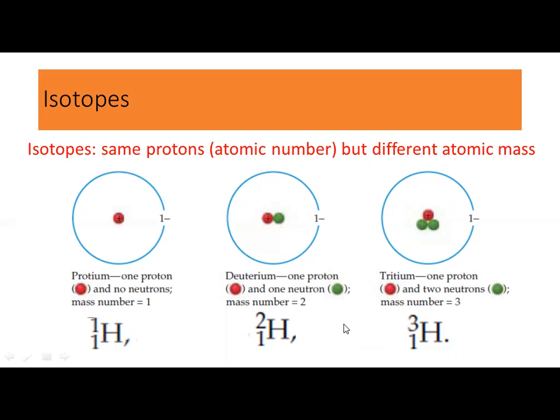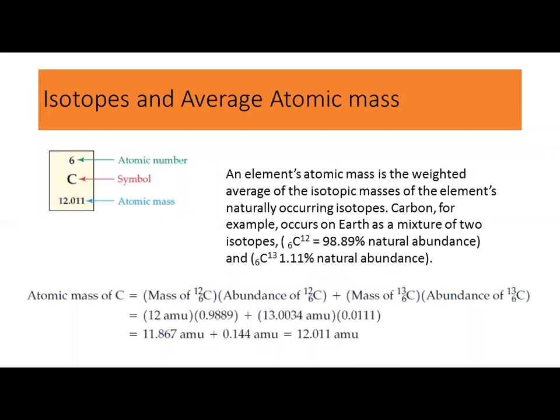So isotopes are the atoms or elements which have the same atomic number but different mass number, or you can say the same number of protons. That is the same thing, same atomic number or same number of protons. It is the same idea expressed in different words for isotopes. Clear? Now we are using these isotopes to calculate the average atomic mass.